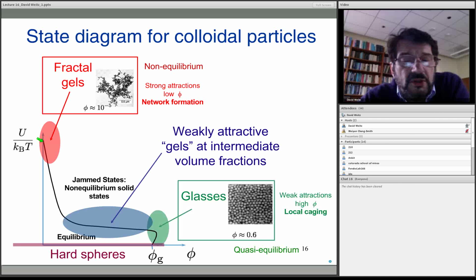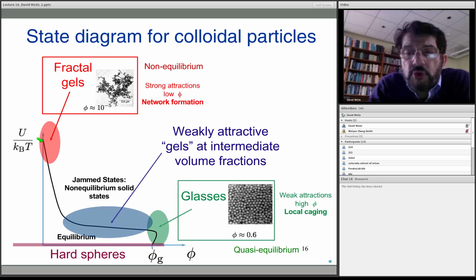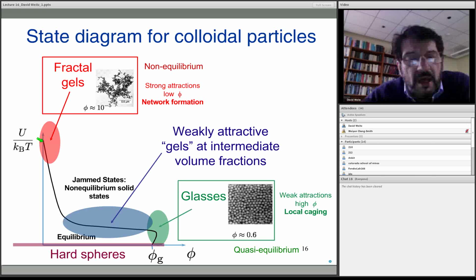Finally, if you go to very large volume fractions and have no interactions whatsoever, then you can get a system where the crowding of the particles actually traps them and they become a colloidal glass. And I'm going to discuss that for a few minutes. But this colloidal glass extends also to weak attractions.